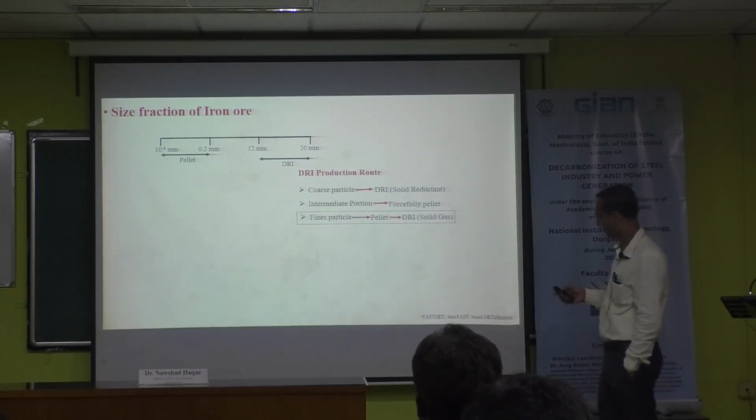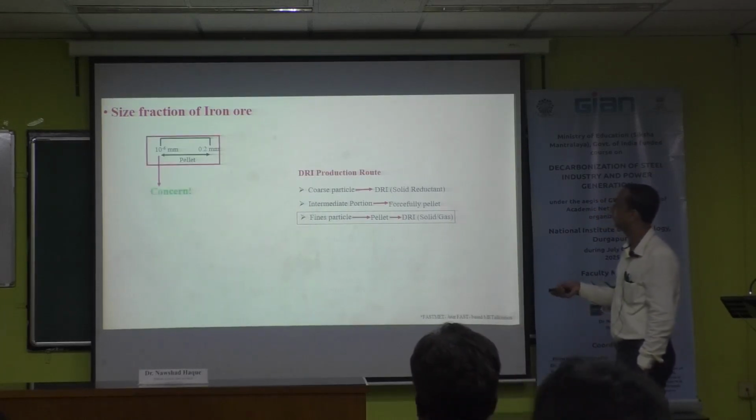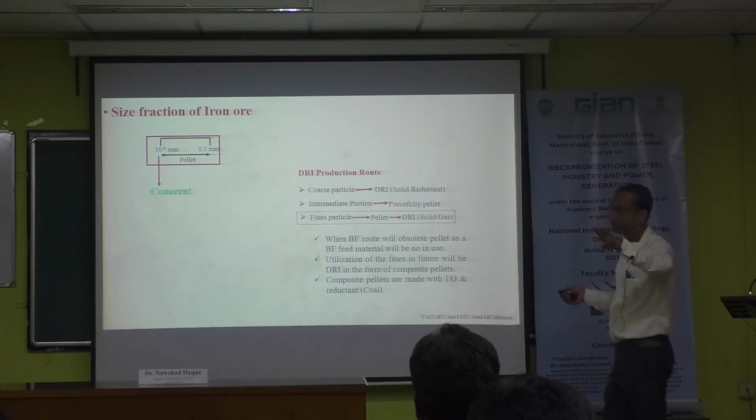So, site selection of this iron ore, you see the next one, it is the pellet. It will be a concern, because two portions will be of concern: the higher percent and the intermediate percent can go for the comet, and the fine percent will be valuable at that time.